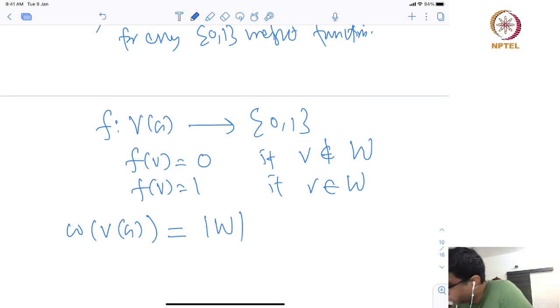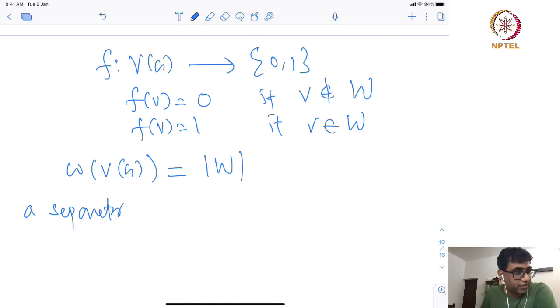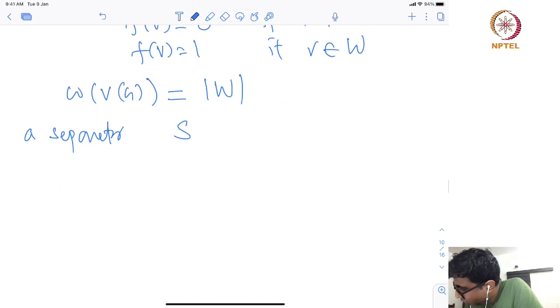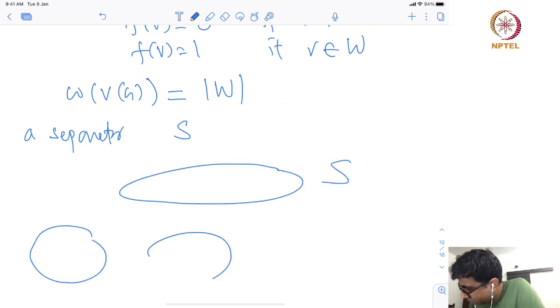So it means there exists a separator S. What is the property of this set S? Now look at this property of set S and look at every component.